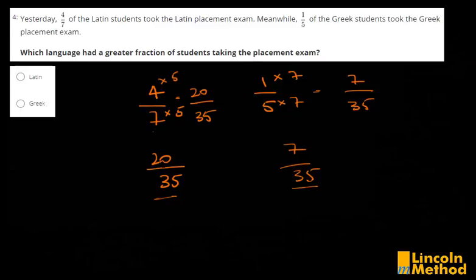So we can compare the numerators for both of these, and we know that 20 over 35 is definitely more than 7 over 35, or 20 over 35 is greater than 7 over 35, which probably answers our question, which is which language had a greater fraction of students taking the placement exam. 4 over 7 is the greater of these two fractions, which happens to be the fraction for the students appearing for the Latin placement exam.